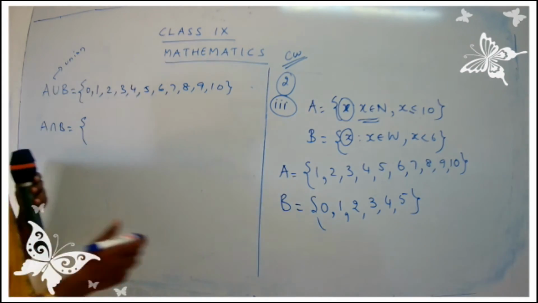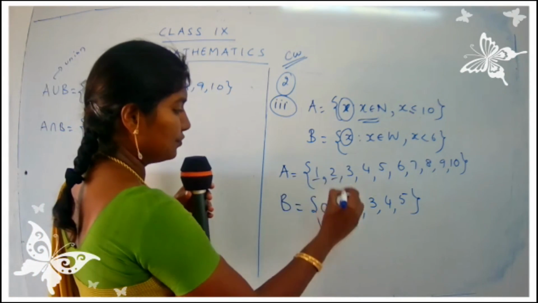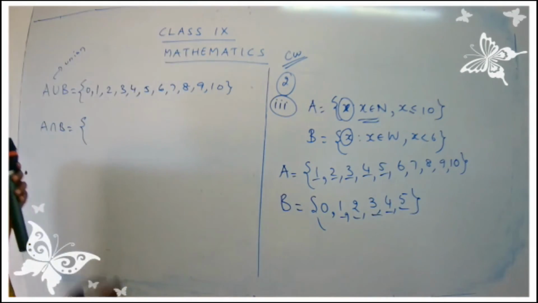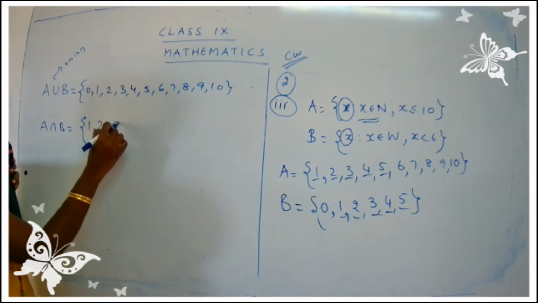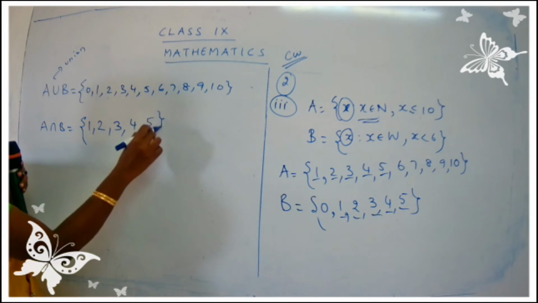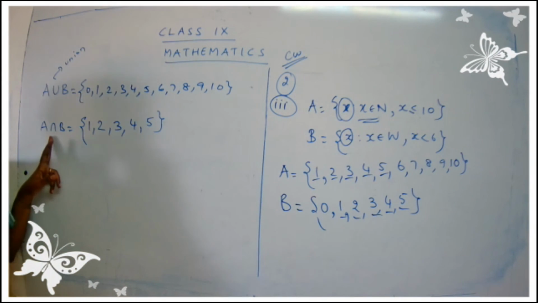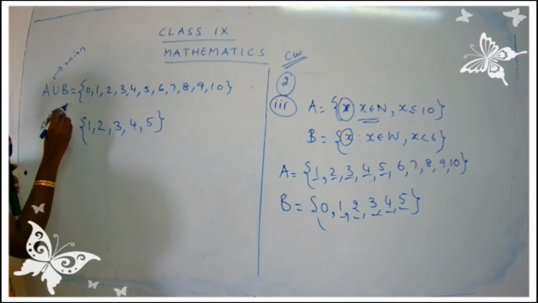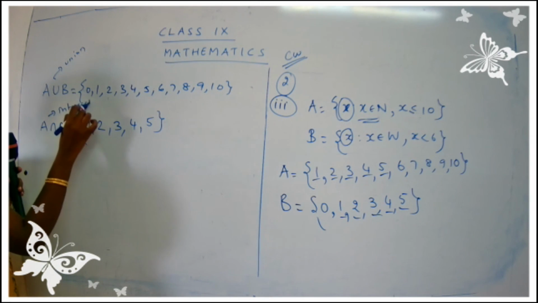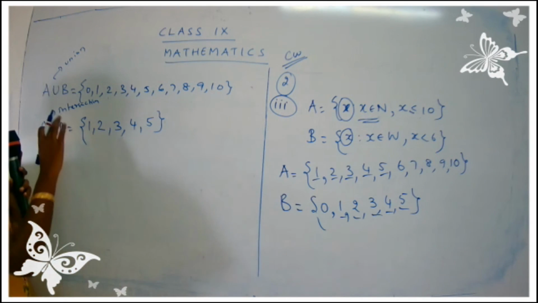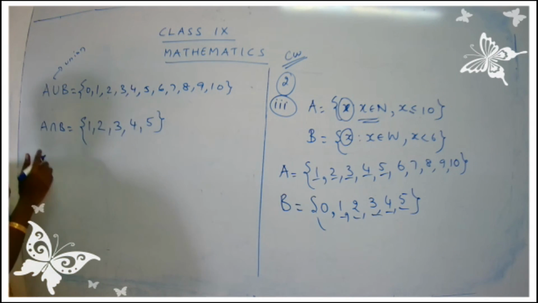Yes, good. See, 1 is present here, 1 is present here, 2 is here, 3 is common, 4 is common, 5 is common. So A intersection B is 1, 2, 3, 4, 5. Take the common part. Intersection means common. This is read as intersection. It means you have to take the common numbers which are in A and B. Yes. A minus B. It's A minus B.